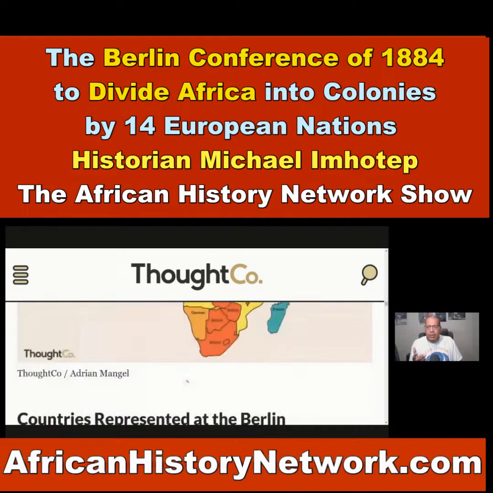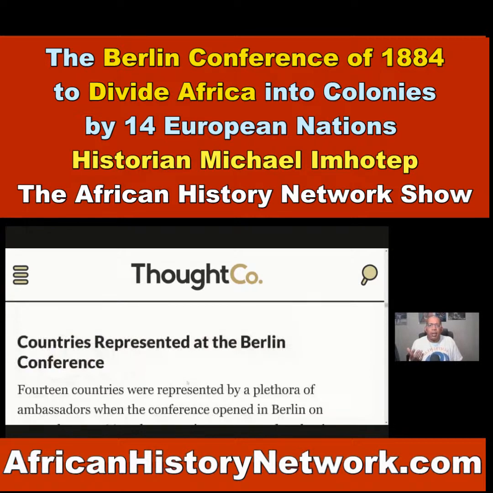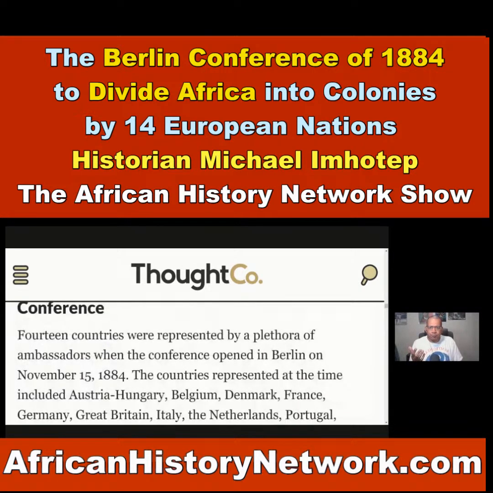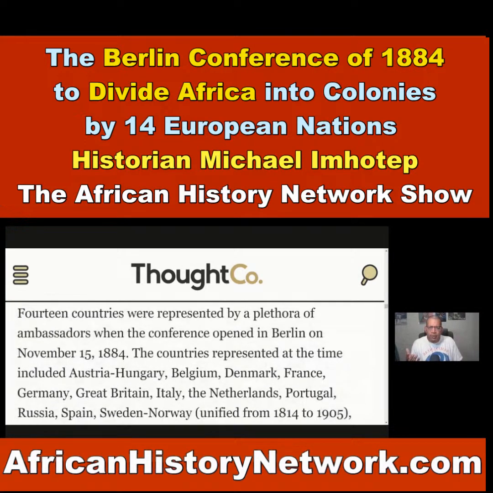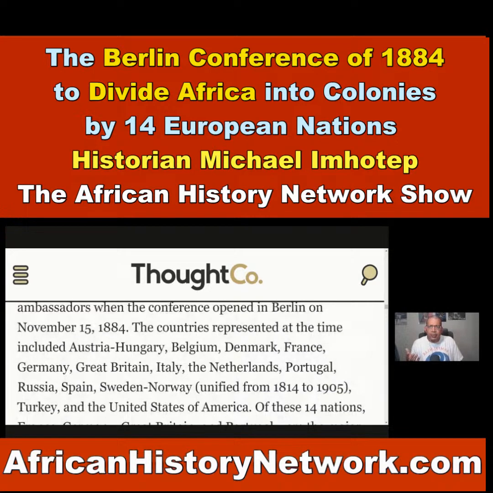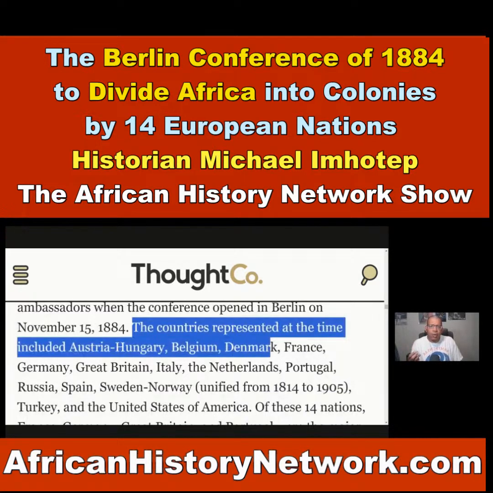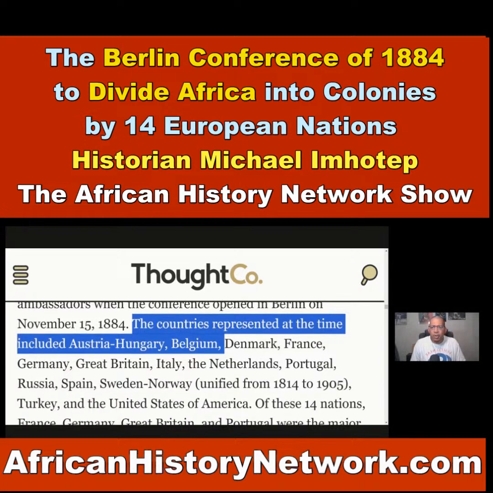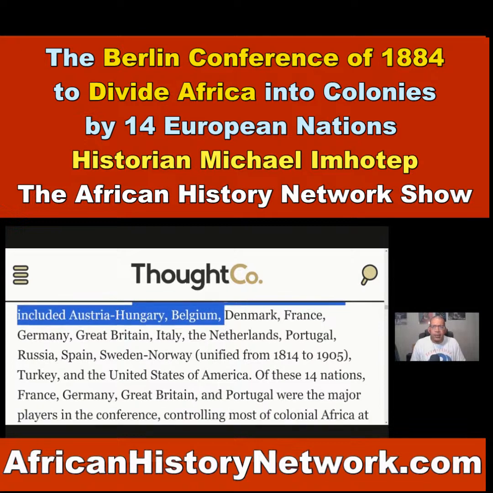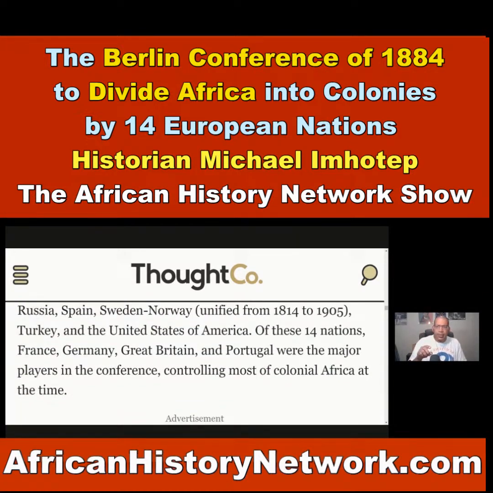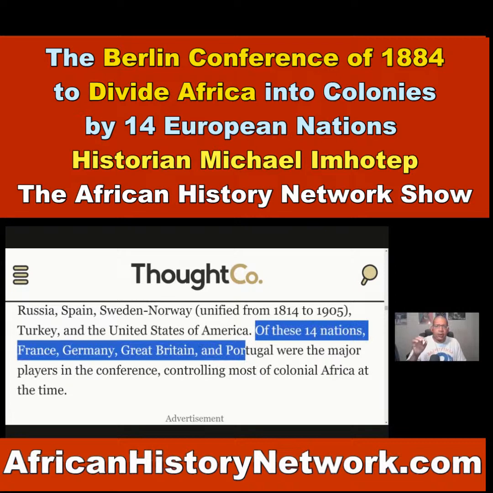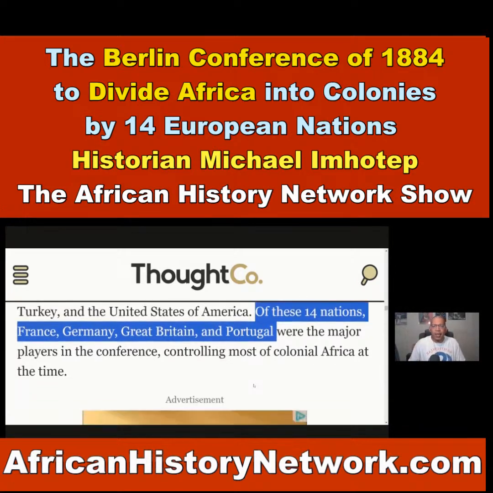And we see Great Britain got a ton of land from the Berlin Conference. The countries represented at the time included Austria-Hungary, Belgium, Denmark, France, Germany, Great Britain, Italy, the Netherlands, Portugal, Russia, Spain, Sweden, Norway, Turkey, and the United States of America. Of the 14 nations that were at the Berlin Conference, France, Germany, Great Britain, and Portugal were the major players in the conference, controlling most of colonial Africa at the time.